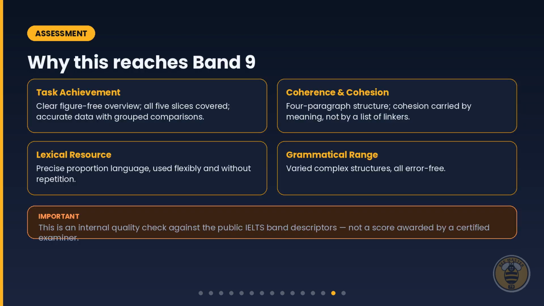Why this reaches band 9. Task achievement: a clear figure-free overview, all 5 slices covered, accurate data, grouped comparisons. Coherence and cohesion: a clean 4-paragraph structure where cohesion comes from meaning rather than a shopping list of linkers. Lexical resource: precise proportion language used flexibly. Grammatical range: varied complex structures, all error-free. And one honest caveat. This is an internal quality check against the public IELTS band descriptors. It is not a score awarded by a certified examiner.